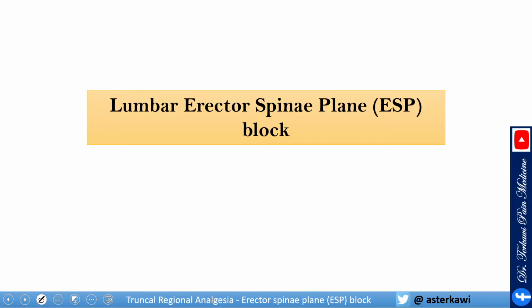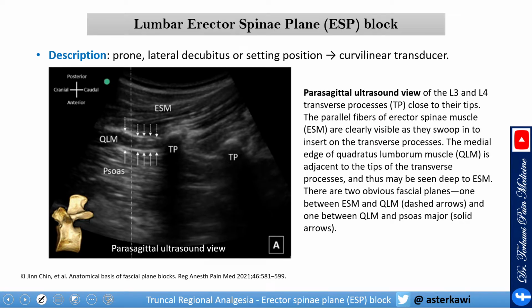Now let's talk about the lumbar erector spinae plane block. This is more technically challenging, like the cervical. So the patient is in prone position or lateral decubitus position. Now we're going to use the curvilinear transducer because we're looking at deeper structures here. This is a parasagittal ultrasound view at L3 and L4. These are the L3 and L4 transverse processes. The erector spinae, as you see, is above, clearly visible.